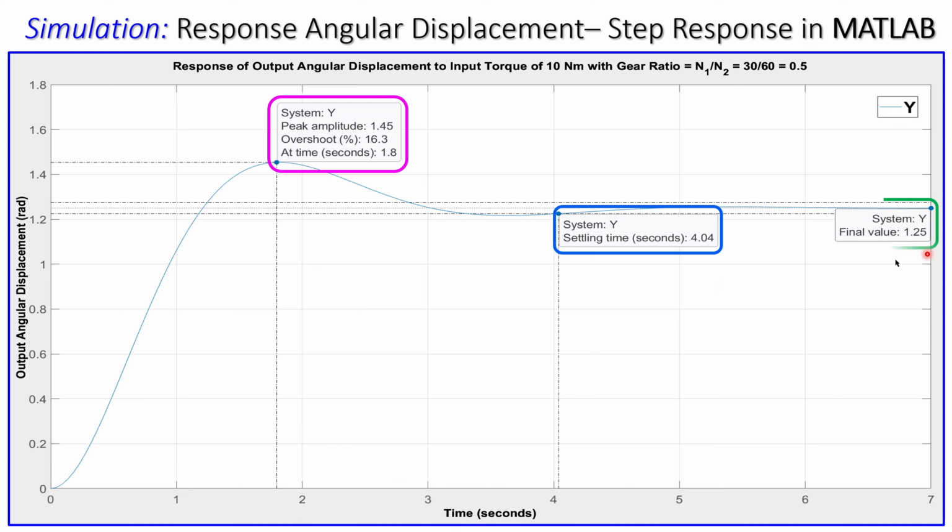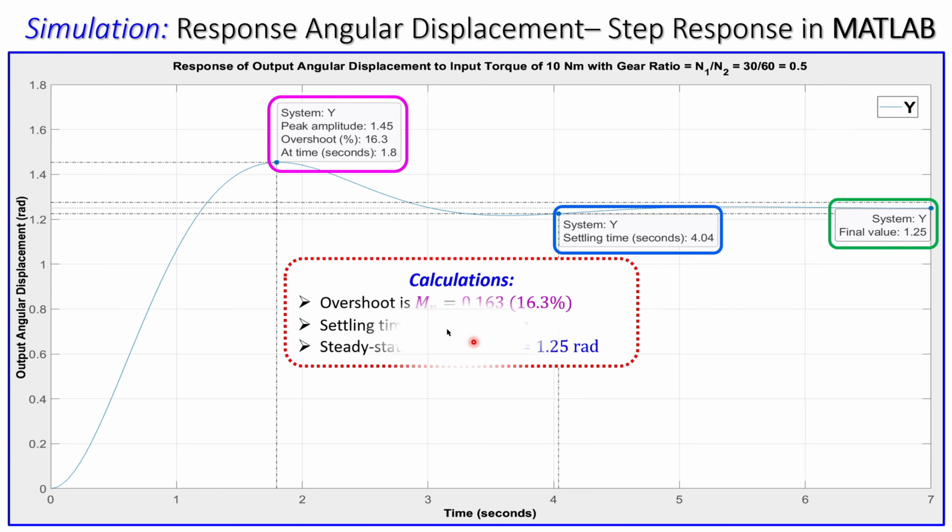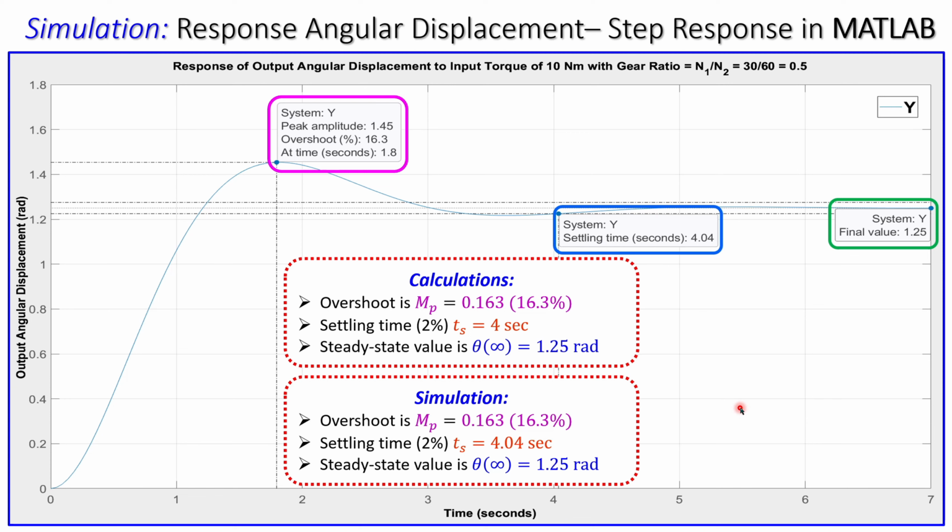You can also see the steady state value, the final value is 1.25. Again, 10 times that 1 over 8 is what we have here, because the 10 times is due to that input value. So that's all nice. And the calculations again was this, and you can see they really match the simulation results. That's really nice.